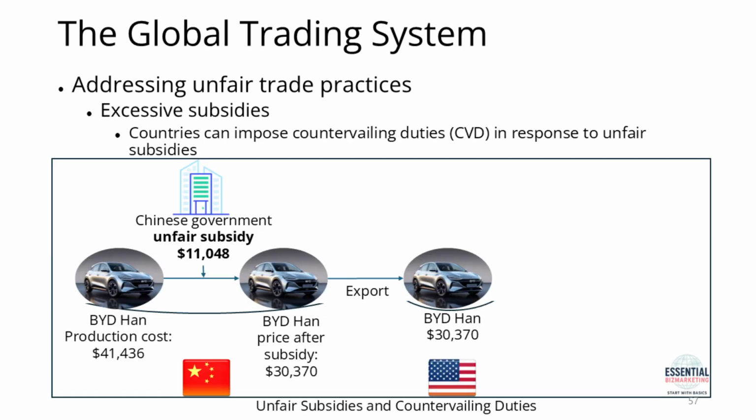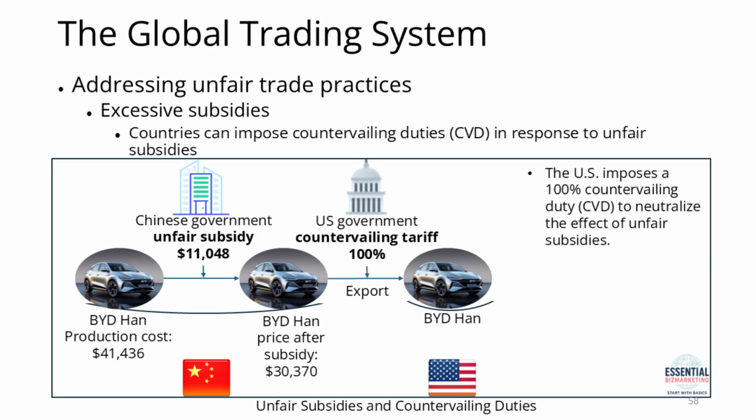Let's see how government subsidies distort international pricing. The Chinese government provides BYD with an $11,048 subsidy, reducing its vehicle cost from $41,436 to $30,370. This unfair support allows BYD to export at a price far below production cost, triggering trade concerns abroad.